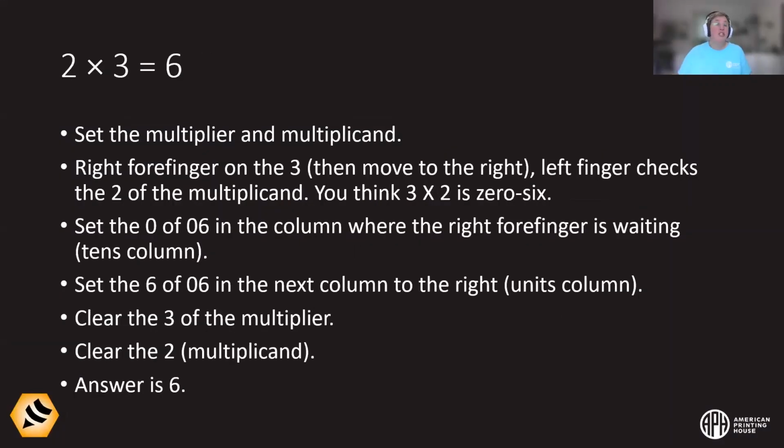Let's try another one. Let's try 2 times 3. We know 2 times 3 equals 6, but hopefully you already said 0, 6 to yourself. Set the multiplier and multiplicand. With your right forefinger on the 3, then move it to the right. The left finger checks the 2. You think 3 times 2 is 0, 6. You're going to set the 0 where your finger is waiting. Kind of tap it. Move your right forefinger to the right and set the 6. Go back and clear the 3, clear the 2, read your answer.